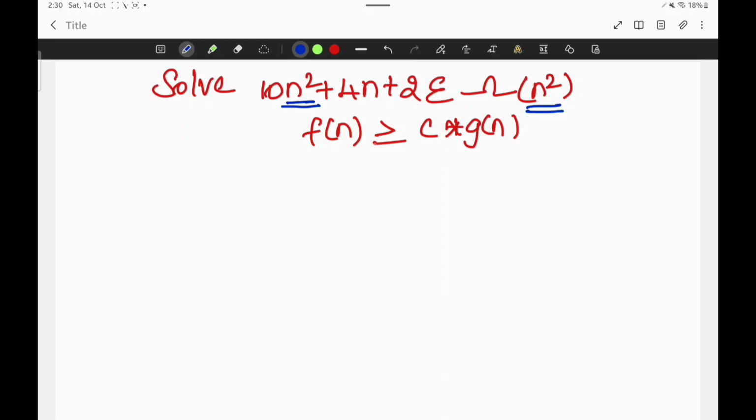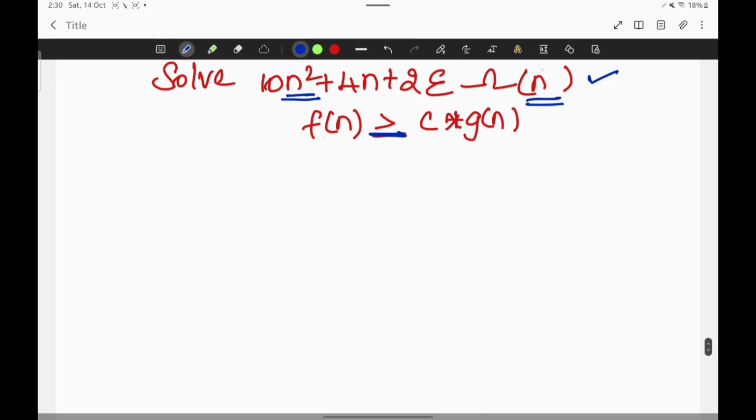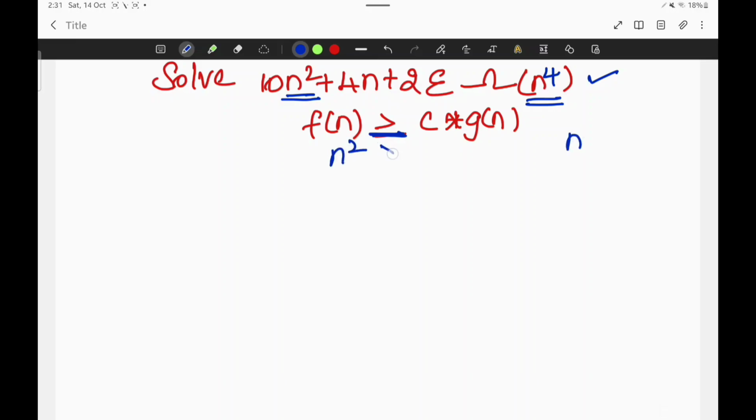So what we are having? n squared greater than or equal to n squared. This condition is satisfied, so this is a valid omega notation, which helps us to find the lower bound time complexity. Suppose we consider n to the power 4. Then n squared greater than or equal to n to the power 4: is it true? No, this is false. So this is not a valid asymptotic notation of omega. This condition, f of n greater than or equal to c star g of n, should be satisfied.